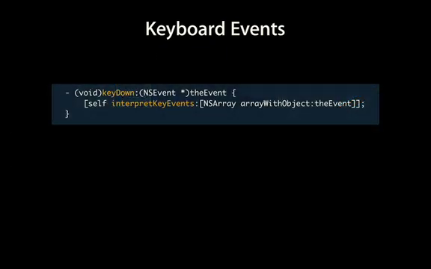So your view is the first responder, and key down gets called in your view. You override key down, and you can now do your custom implementation for the key down method. But what we suggest you do is simply call interpret key events and pass in an array with the event. And this will go to key bindings.